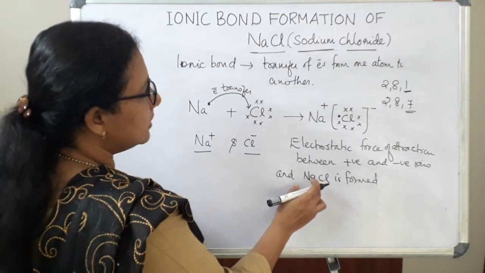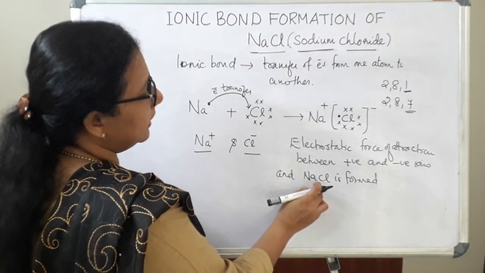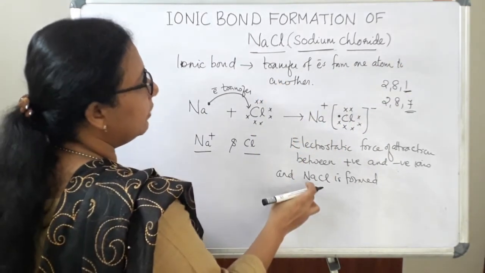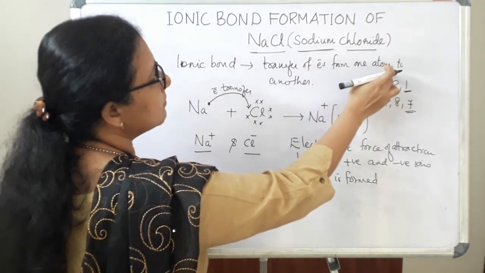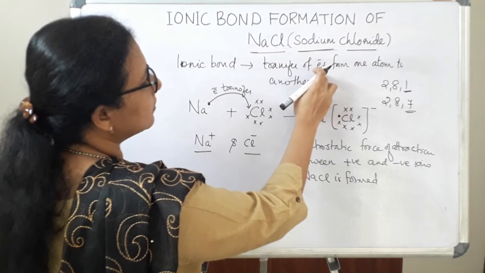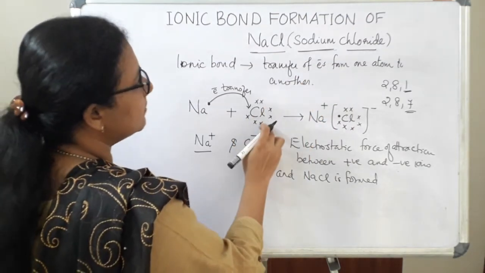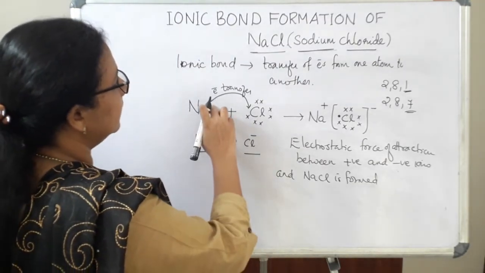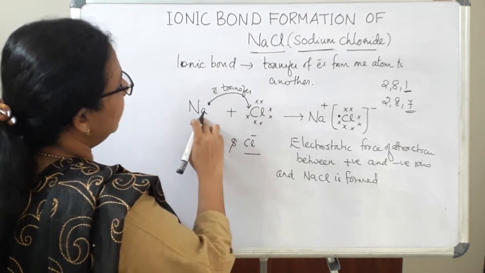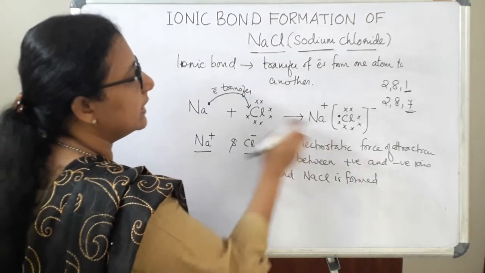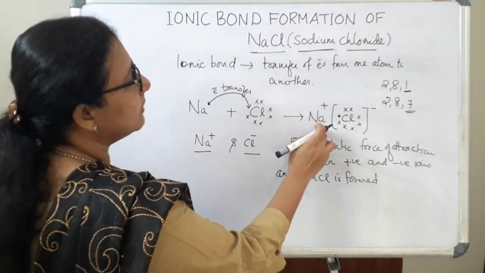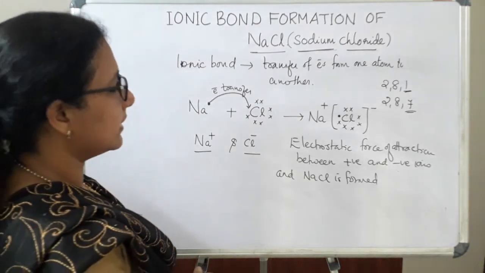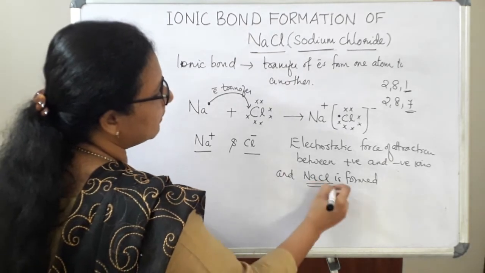Sodium chloride is formed by transfer of electrons from one atom to another, that is an ionic bond. Here electrons are transferred from the sodium atom to the chlorine atom in order to attain a stable configuration. One atom gets a positive charge and the other gets a negative charge, and there is an electrostatic force of attraction between them. That is how sodium chloride is formed.